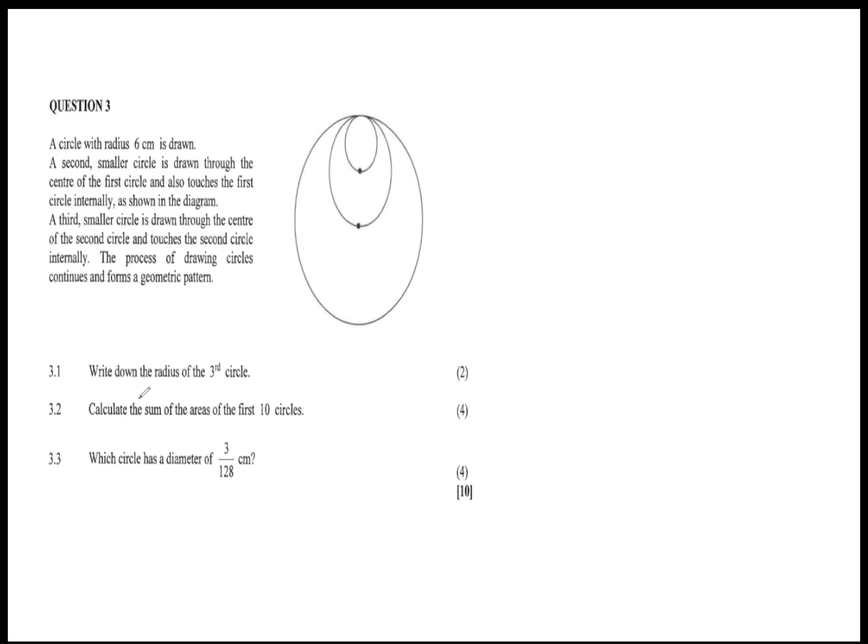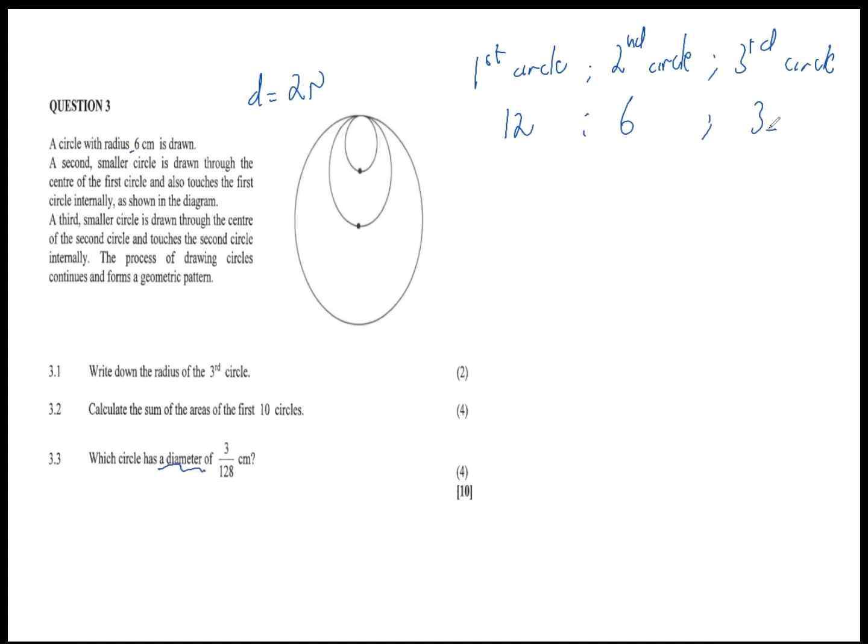Okay, then they ask which circle has a diameter of 3 over 128 centimeters. Now, when they're talking about diameters, we know that the diameter is twice the radius. So the first circle will have a diameter of 12, then the second circle will have a diameter of 6, and then the next circle will have a diameter of 3. So that's how the pattern will go for the diameters.